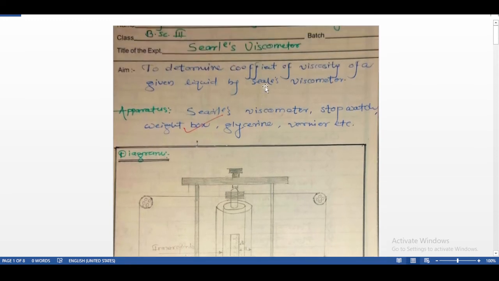Now, Searle's viscometer is designed for the determination of the coefficient of viscosity of more viscous liquids. We have chosen glycerin here as a viscous liquid. At the time of practical you should know the name of the liquid.